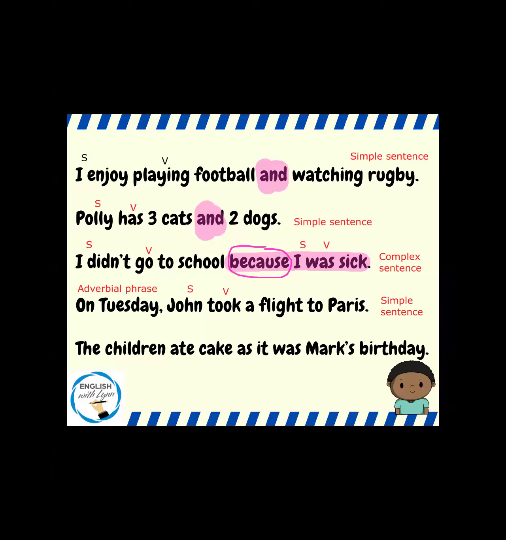And then the final sentence of the afternoon: the children ate cake as it was Mark's birthday. So I am looking here. I know my fanboys conjunctions. I have got my as my conjunction just here, and I've got my subject, the children. Ate is the verb. Cake is the object that they are eating.